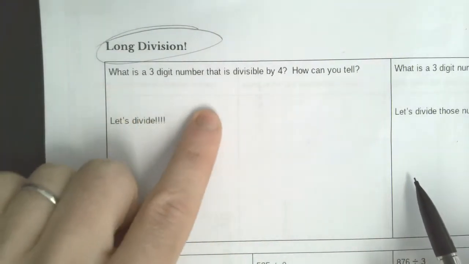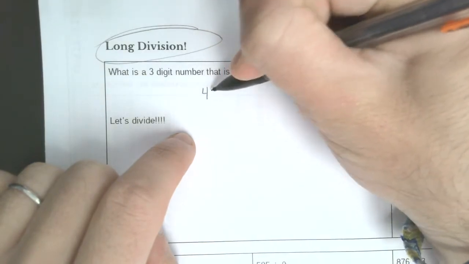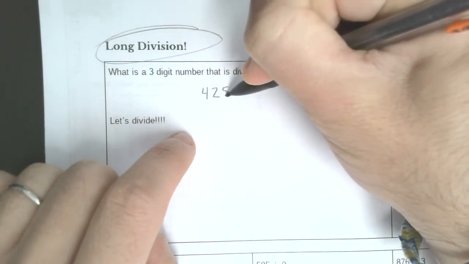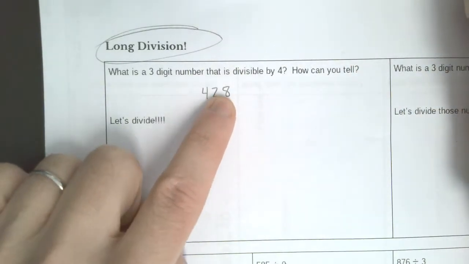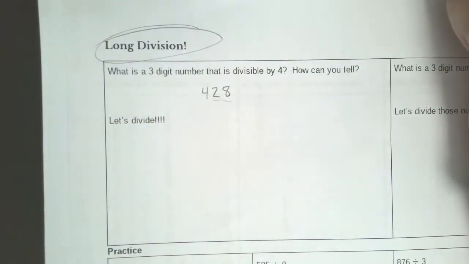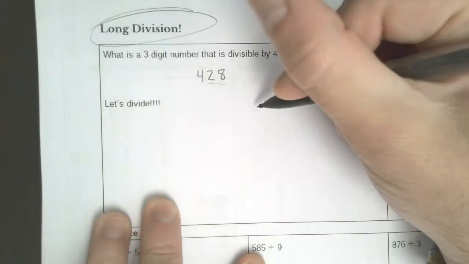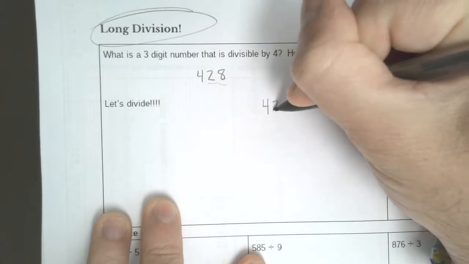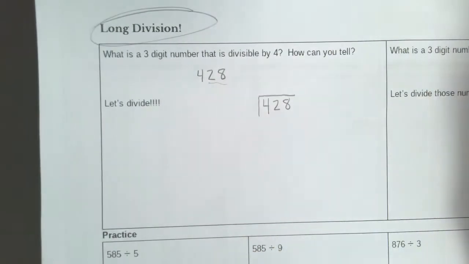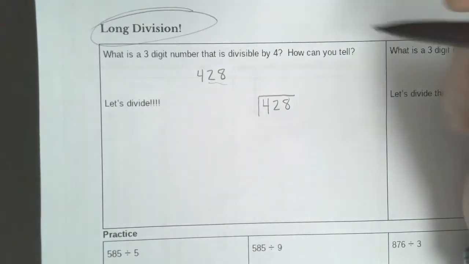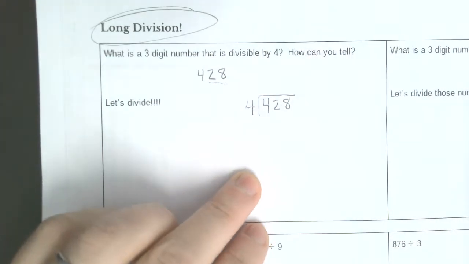It says, what is a three-digit number that's divisible by 4? I'm just going to give us one here. Say 428. Now, I know that's divisible by 4 because the last two digits, 4 goes into 28, so I know that 4 goes into 428. So to divide, I'm going to put the number that I'm going to divide, which is 428, in what I like to call the dividend den, because it's the dividend, and it's kind of like a den. So we're going to divide that by 4. 4 is the divisor. It's going to go on the outside of the dividend den.